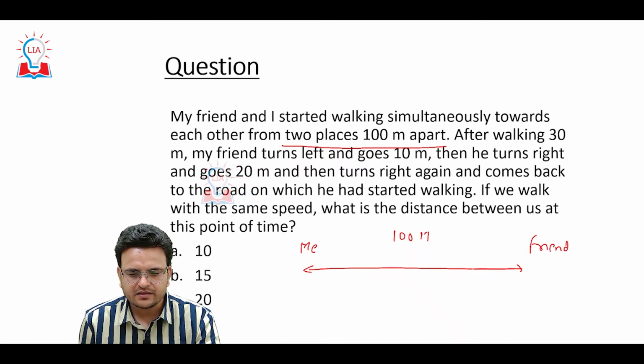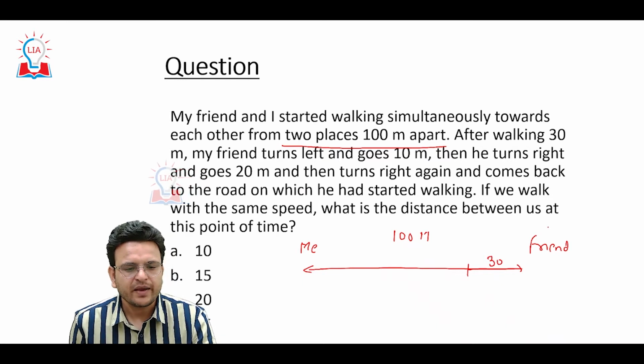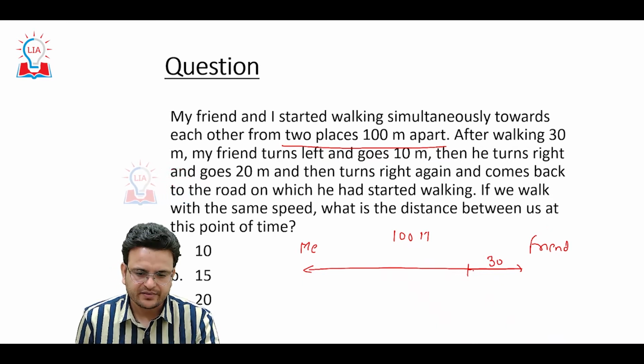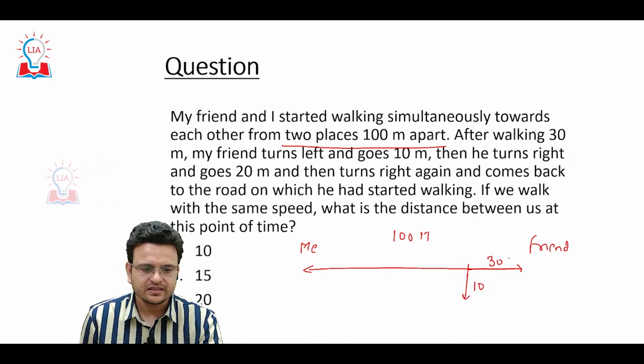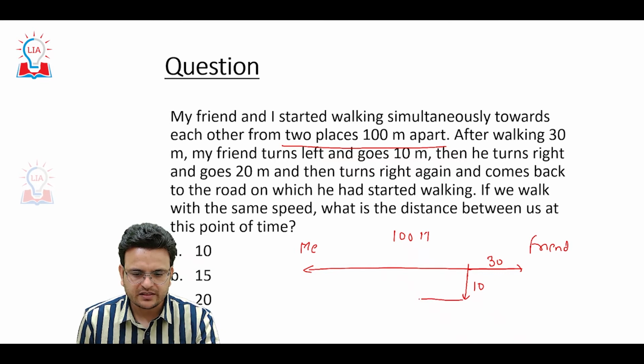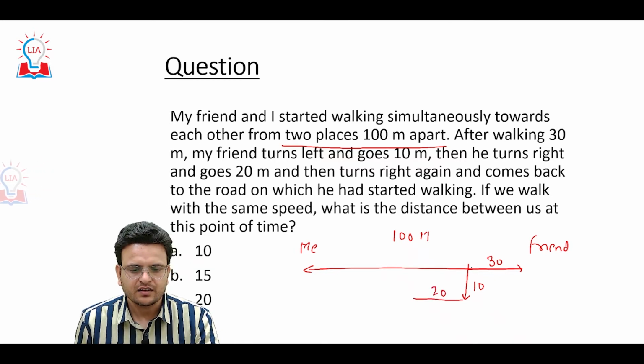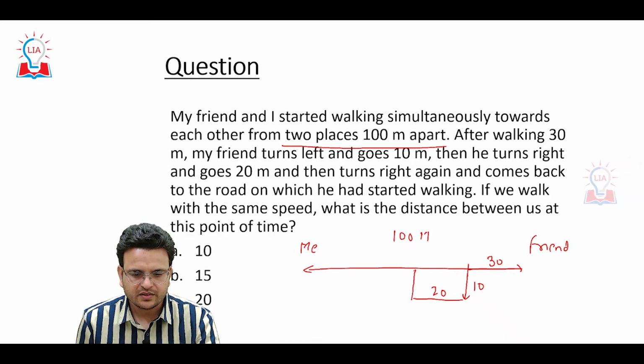After walking 30 meter, consider me and my friend, my friend turned left. So left will be this side and goes 10 meter. Then he turns right and goes again 20 meter. Then turns again right and comes back to the road. It means again 10 meter more.